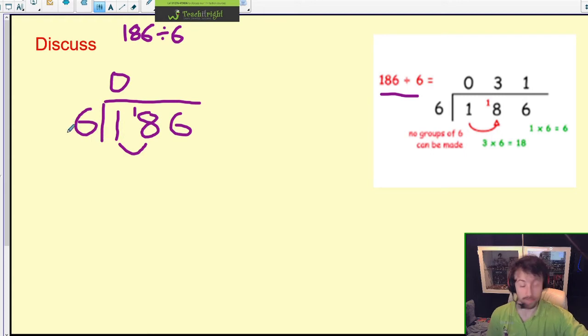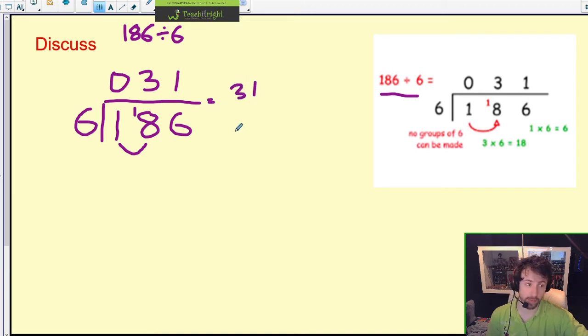So now I ask myself, how many times can 6 go into 18? Well, that's 3 times. If there was a remainder, we'd carry the remainder over, but in this case, it goes in perfectly with no remainder. So I say, how many times does 6 go into 6? 1 time. And so now my answer is 31.